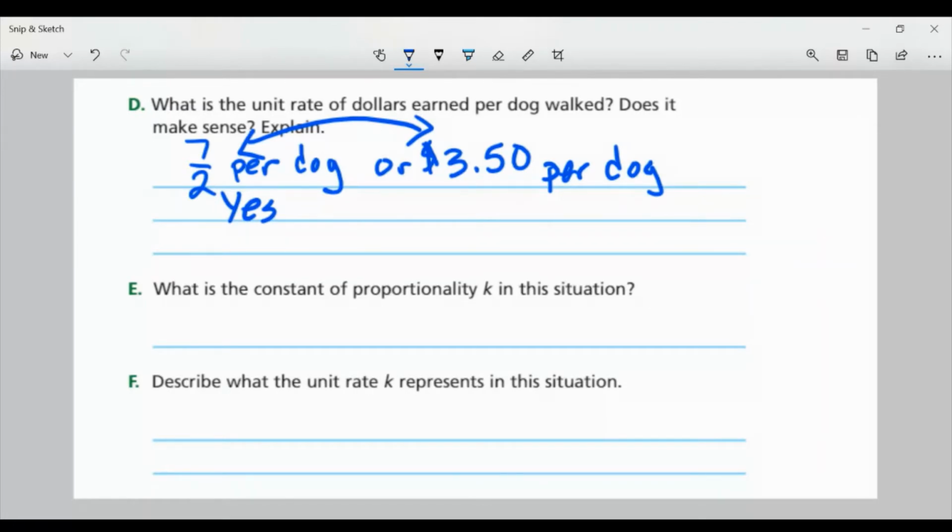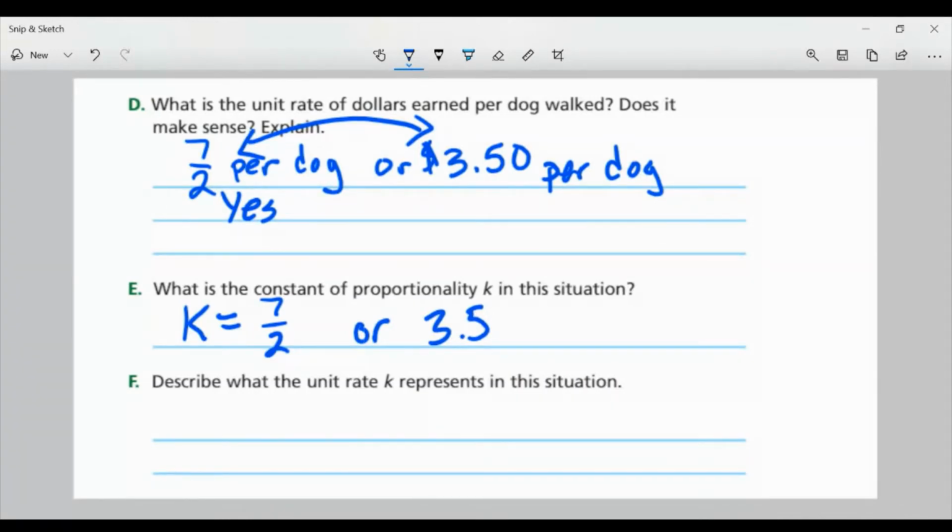Now for part E, it says, what is the constant of proportionality, K, in this situation? So we want to know what K is. Well, the constant of proportionality is the unit rate. And our unit rate could be money per dog, right? And in this case, it could be 7/2 or 3.5, right? So that's your constant of proportionality for this.